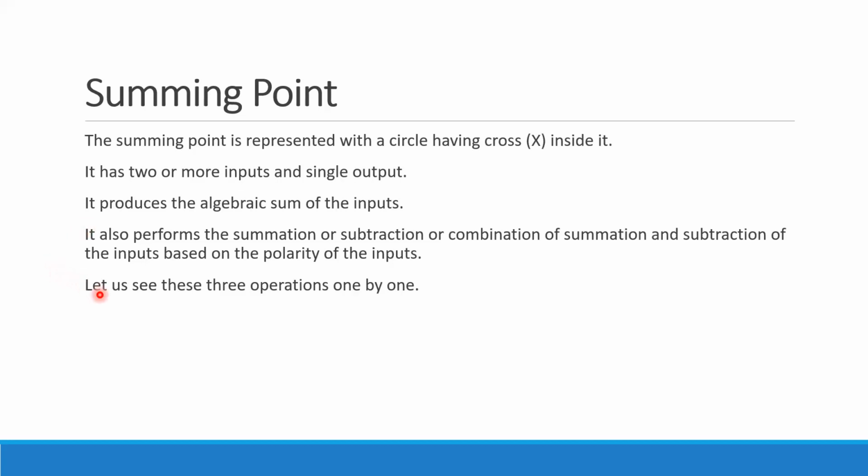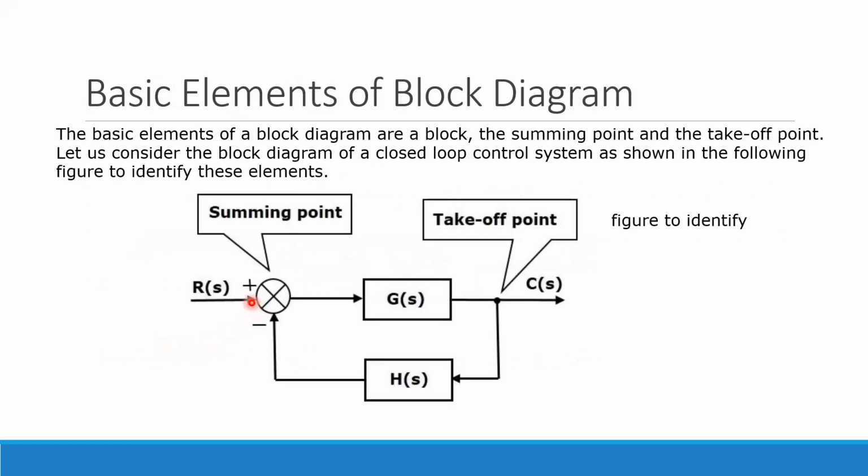It also performs summation, subtraction, or a combination of summation and subtraction of the inputs based on the polarity of the inputs. Like this: if R of S is 1 and H of S is 2, the output will be minus 1, because this one is positive and this one is negative, so 1 minus 2 is minus 1.